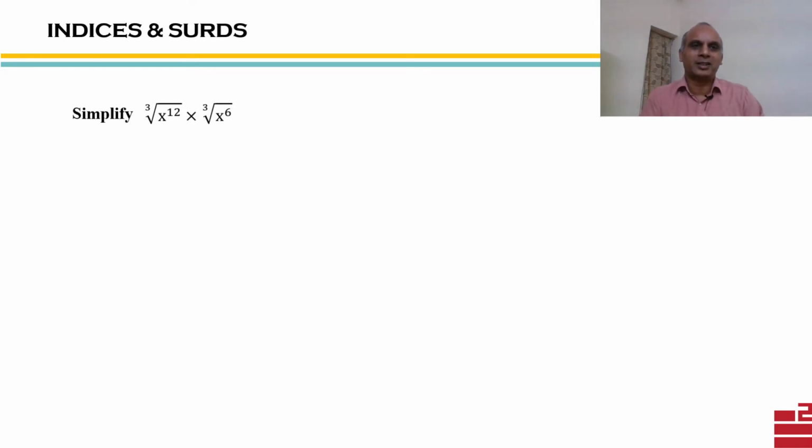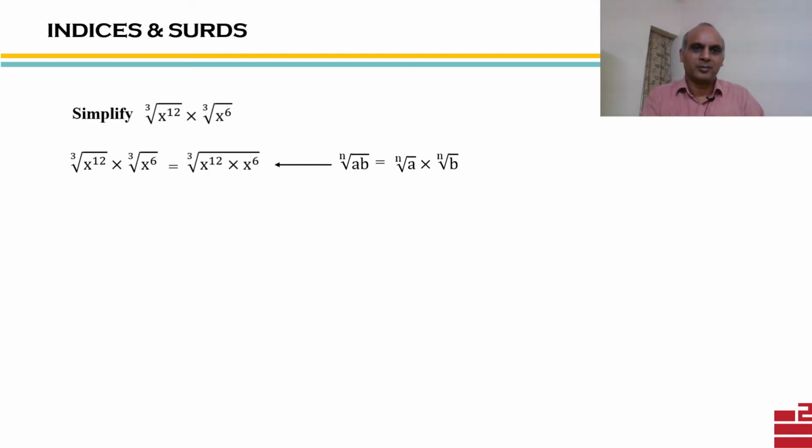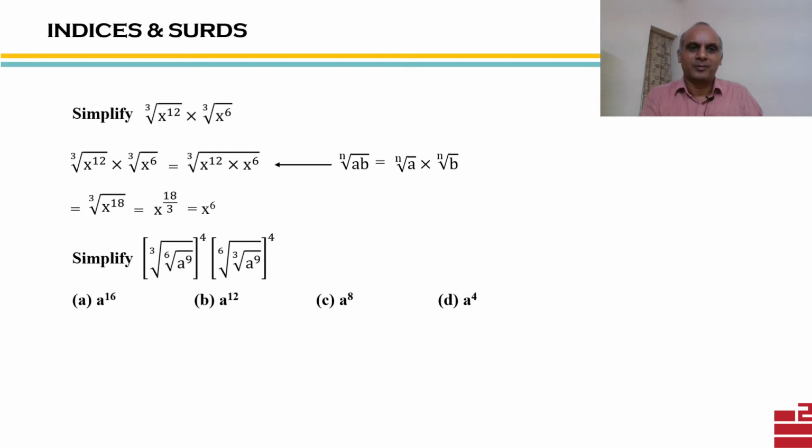So simplify this expression. The first and basic rule we can apply here is, since cube roots are the same in both the terms, we can club them as cube root of the product, like the rule we have mentioned over there. So it is cube root of x to the power 12 into x to the power 6, and then we apply the rules further. Inside the root term we can apply the laws of indices. We will get something like this, which upon simplification will give me x to the power 6.